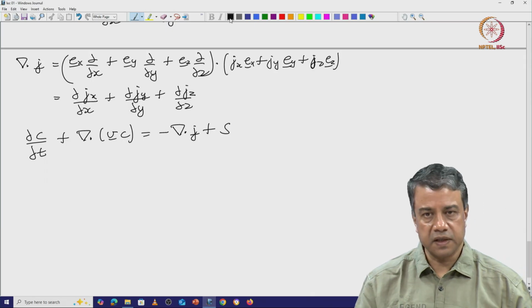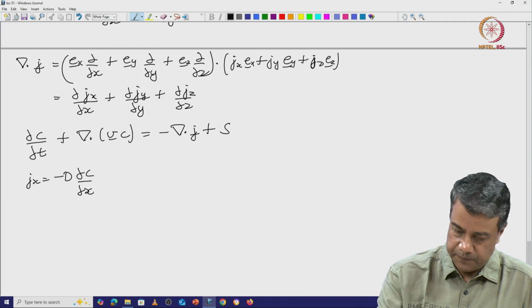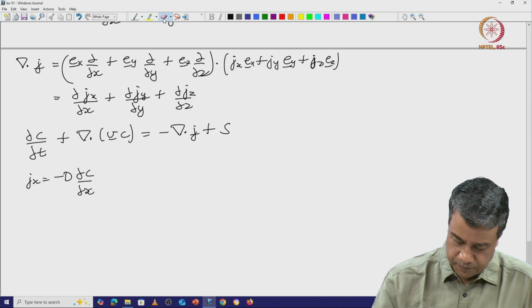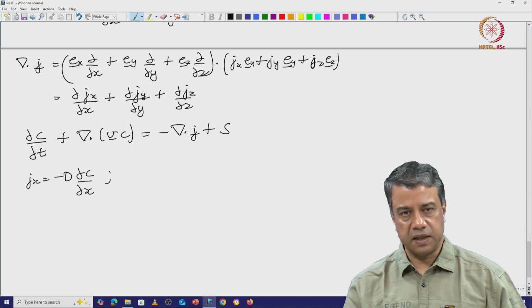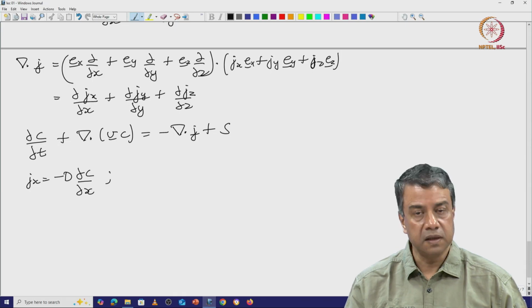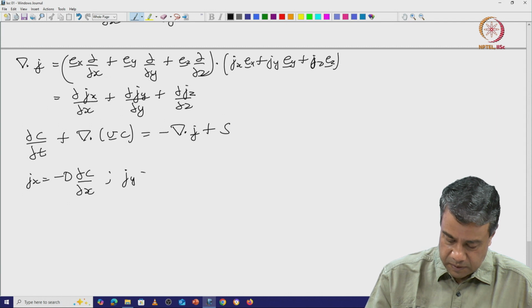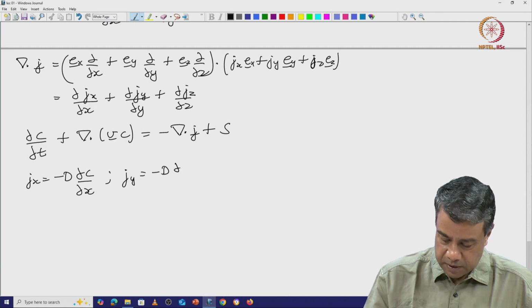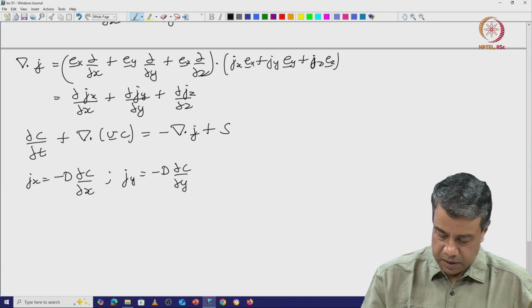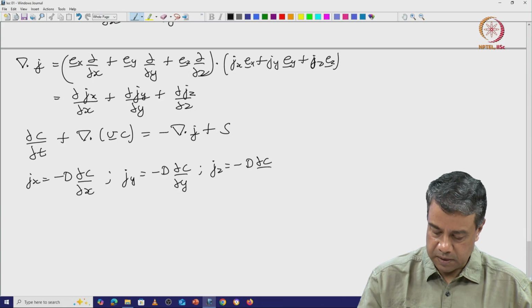Now, we know the constitutive relation for the flux. Jx is equal to minus D partial c by partial x. In the x direction, it is related to the derivative of the concentration in the x direction, where D is the diffusion coefficient. Similarly, Jy is equal to minus D partial c by partial y, and Jz is equal to minus D partial c by partial z.